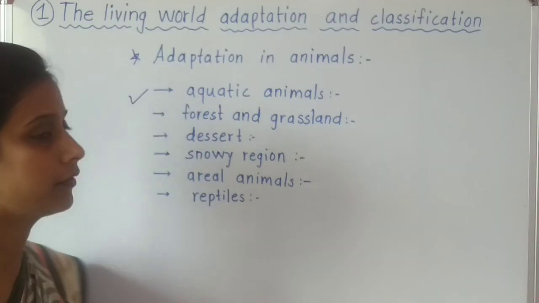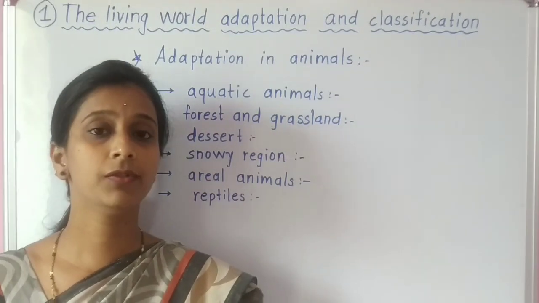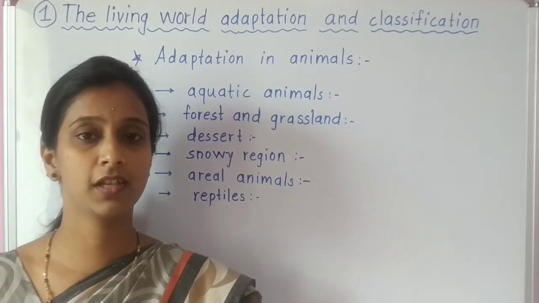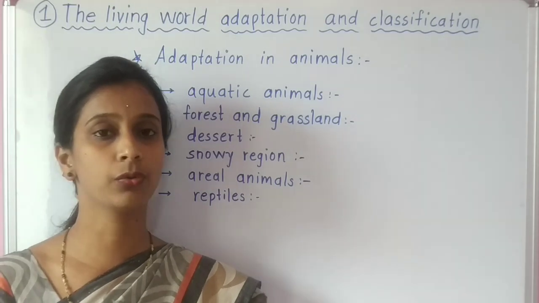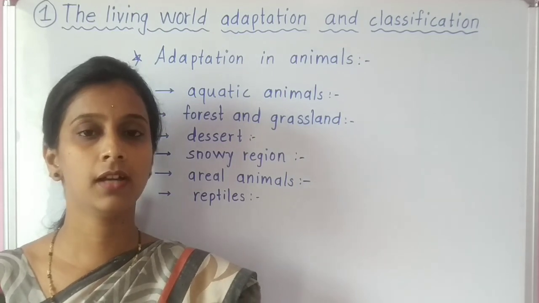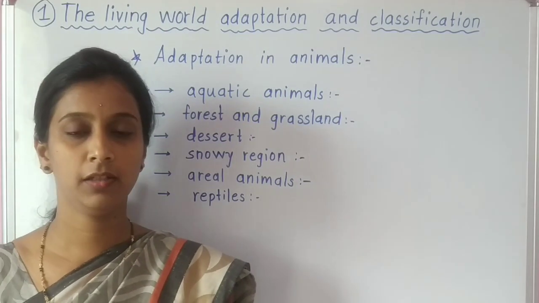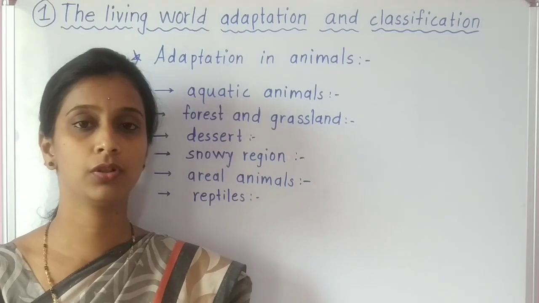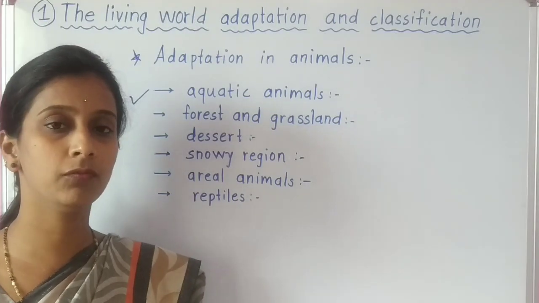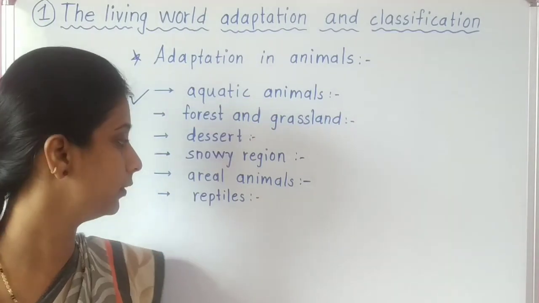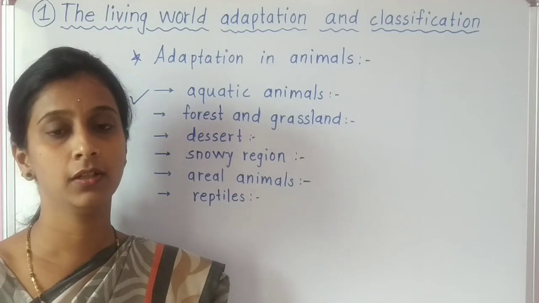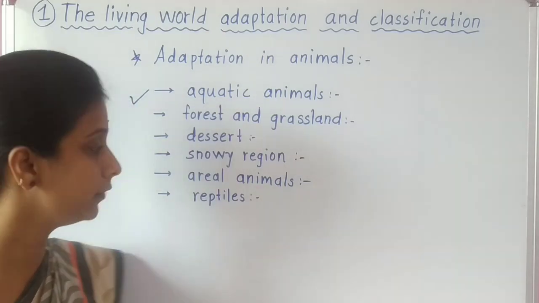Adaptation in aquatic animals. The animals which live inside the water are said to be aquatic animals. For example, fishes, ducks, frogs, crocodiles and turtles. So these are examples of aquatic animals. Some of those aquatic animals live either inside the water or on the land. But some animals live only inside the water till the end of their life. A well-known example is the fish. So how the fish is adapted to live inside the water, that we will see.